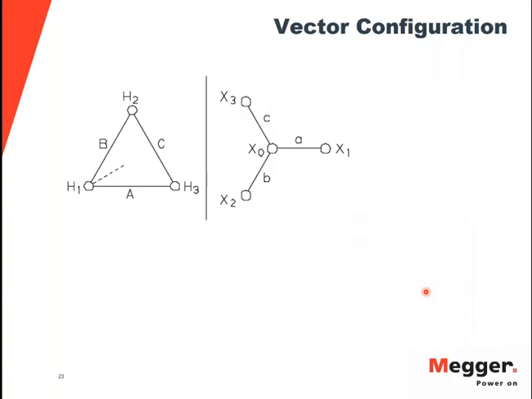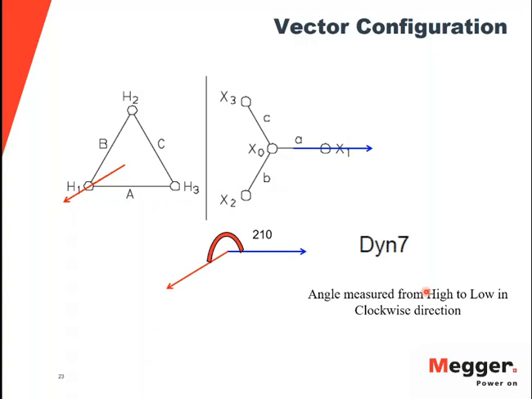So this would be a good example. I can see that my primary is a delta, secondary is a Y with accessible neutral. But if I want to find out if this is a DYN1 or a DYN5, what I would do is draw a vector going from the center point through the H1 terminal. Then I would do the same thing going from the center passing through the X1 vector. And then I want to find out the angle between the two vectors going in the clockwise direction. And it would look something like this. And this angle equates to 210 degrees, which makes it DYN7.